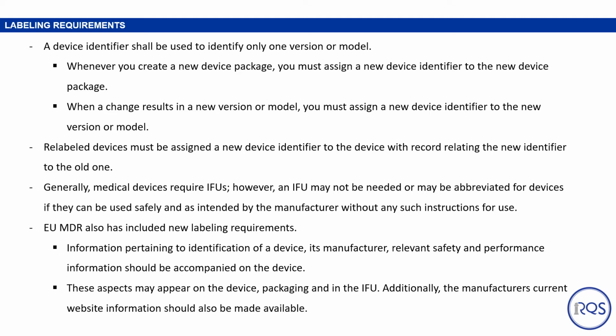EUMDR also has included new labeling requirements. Information pertaining to the identification of a device, its manufacturer, relevant safety and performance information should be accompanied on the device. These aspects may appear on the device, the packaging, or in the IFU. Additionally, manufacturer's current website information must also be made available.